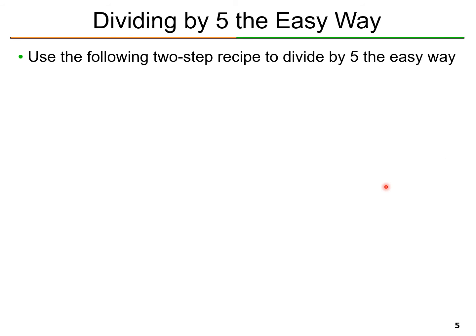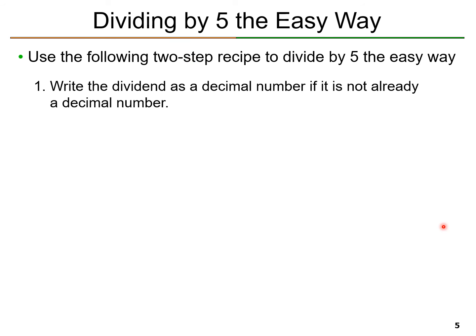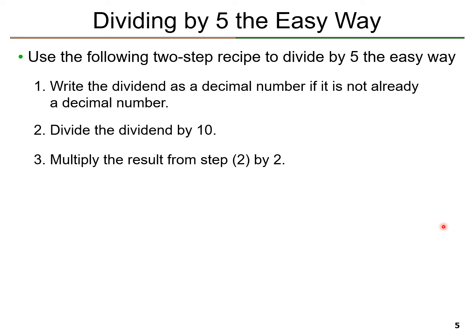Let's look at dividing by 5 the easy way. There's a 2-step, actually a 3-step recipe. I think I have a mistake here. This should be a 3-step recipe. Step 1, write the dividend as a decimal number if the dividend is not already a decimal number. Then in step 2, divide the dividend by 10. And then in step 3, multiply the result that you just got from step 2 by 2.